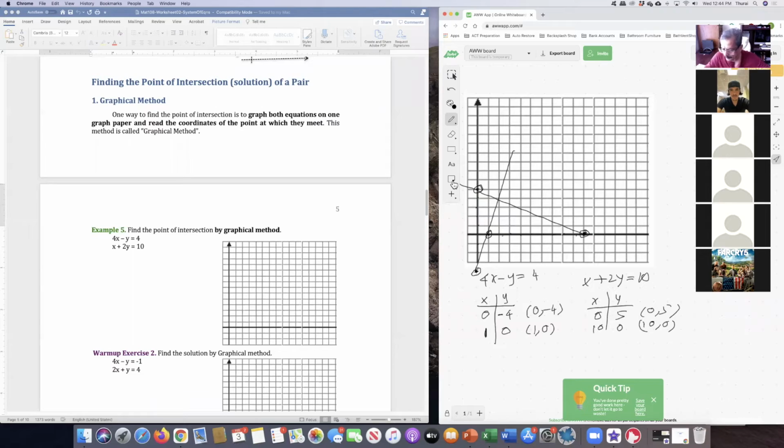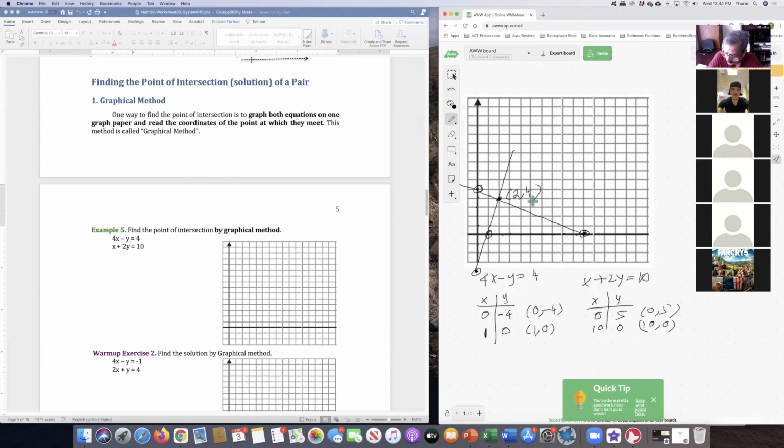Okay, so they seem to be meeting right here. The coordinate seems to be 2, 4. So 2, 4 appears to be the solution. We can verify that by plugging it into both.